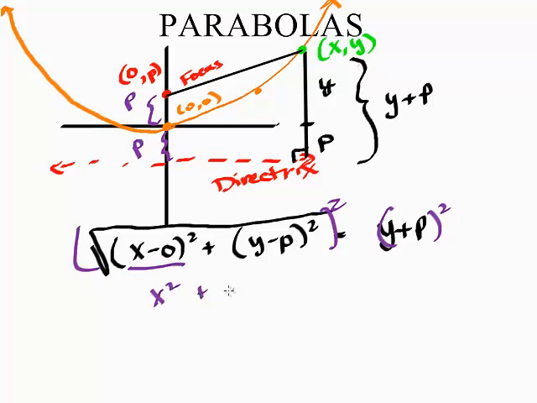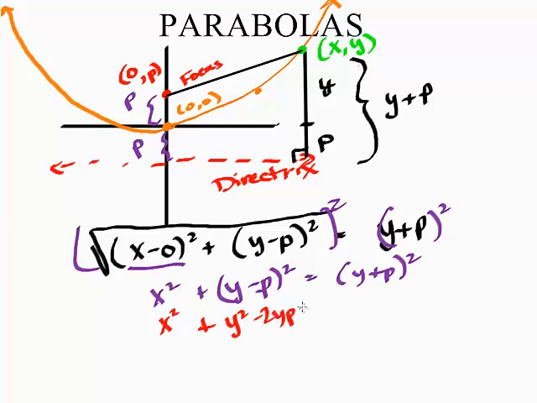And then y minus p quantity squared equals y plus p quantity squared. Now if I expand this, I get just the x squared. Expanding this, it's y squared minus 2yp plus p squared. That's what this is expanded. Look up the expansion of binomials if you forget. If I expand this on the right, I get y squared plus 2yp plus p squared.